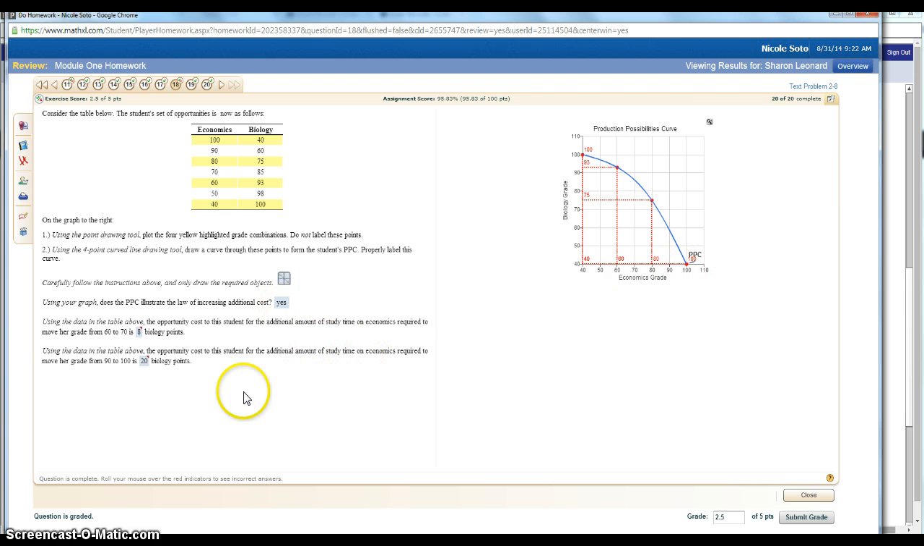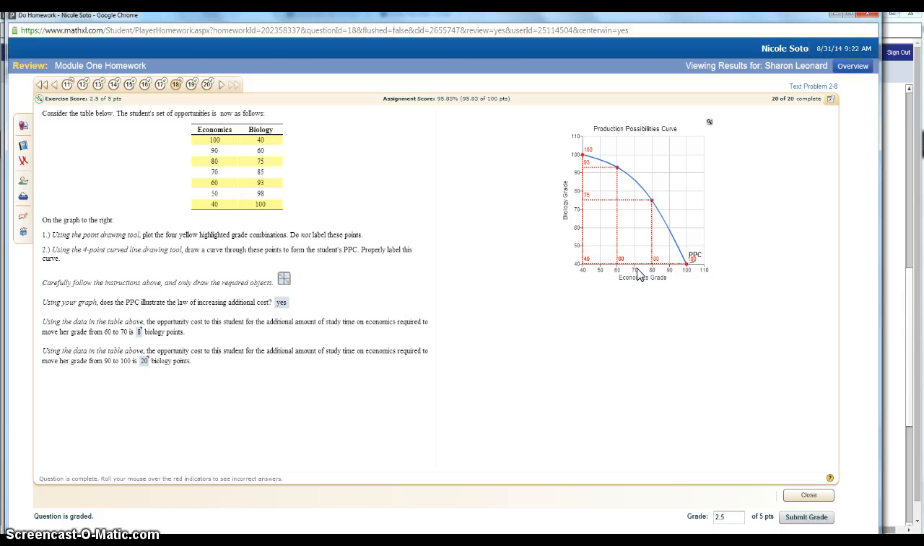So that is correct. For the second question, using the data in the table above, the opportunity cost to the student for the additional amount of study time in economics required to move her grade from 60 to 70 is... So if she's at 60 for her econ grade, and she wants to get to 70, how is her biology grade going to be affected by that?